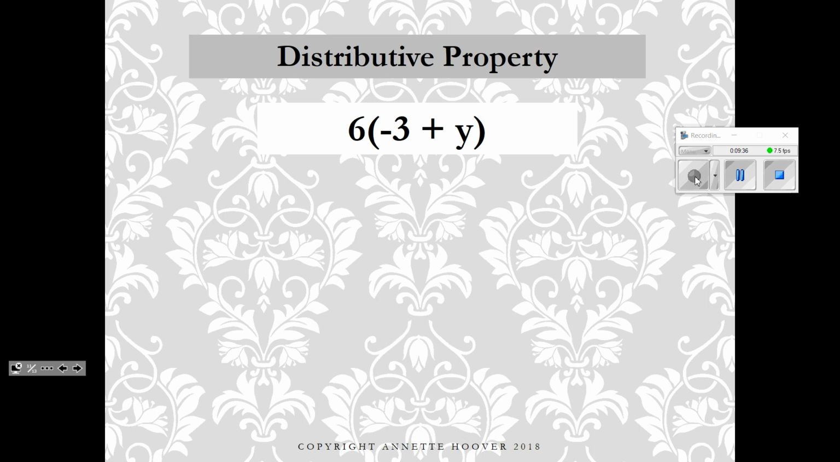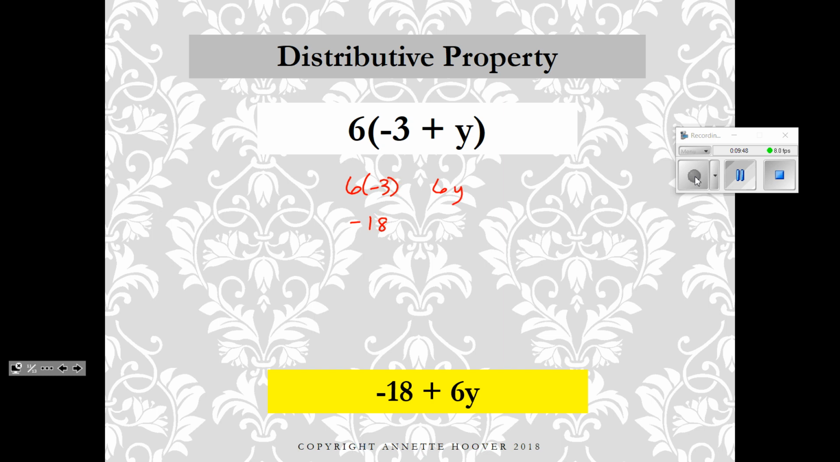Try this one. Did you get negative 18 plus 6y? We had 6 times negative 3, which is negative 18. And we had 6 times y, which is simply 6y. So it's negative 18 plus 6y.